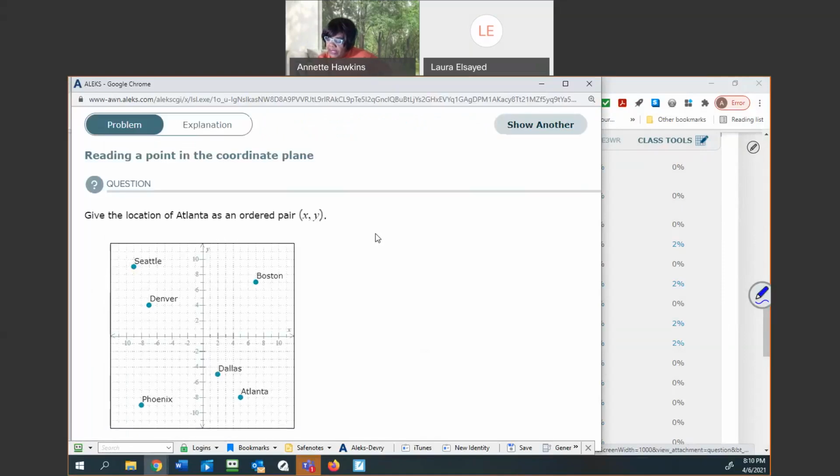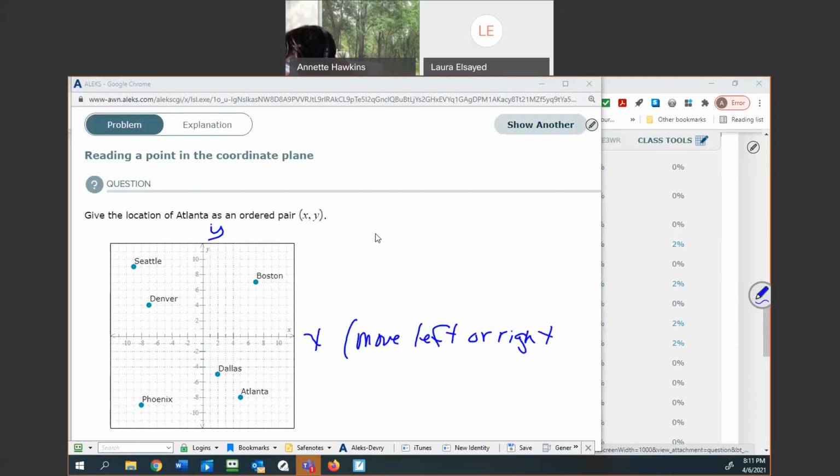It says give the location of Atlanta. Before we do that, we want to talk about the coordinate axis. As we see, we have the x-axis and we have the y-axis. On the x-axis, we move left or right. If we move left, that's negative. If we move right, that's positive. On the y-axis, we go up or down. When we cross the x and y axis, we have this centerpiece here. That's called the origin. And the coordinates are 0, 0.